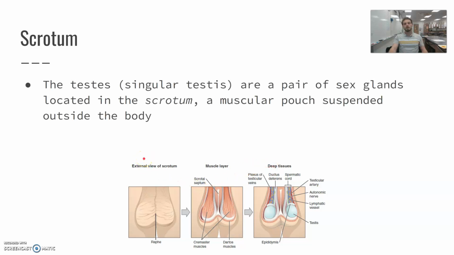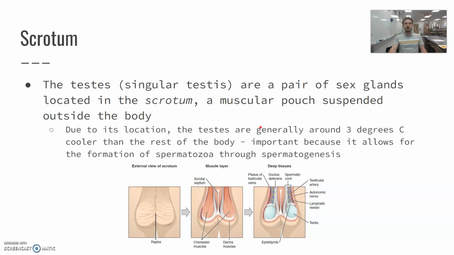The first male structure we're going to look at is the scrotum, which is responsible for housing the testes, or in the singular, the testis. The testes are a pair of sex glands located in the scrotum. The scrotum itself is a very muscular pouch located outside of the body. The reason it's located outside of the body is that it keeps the testes around 3 degrees Celsius cooler than the rest of the body.